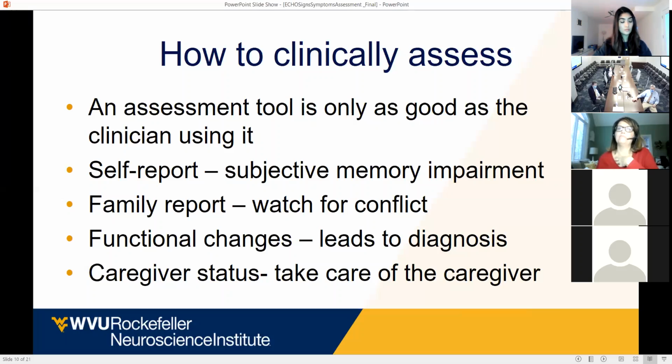Finally, the other thing that you want to clinically assess, and you can do it pretty quickly, is how's the caregiver doing? Because if it is obvious to you that this patient does have Alzheimer's disease or frontotemporal dementia, it's a bad diagnosis, we don't have a cure for it, it's going to take a while for this thing to progress, and the best outcomes happen when the caregivers are doing well themselves.